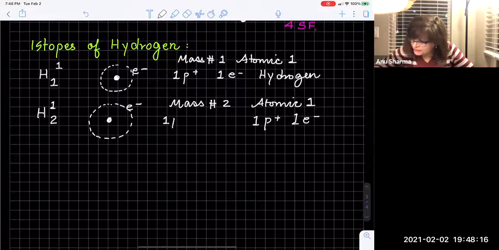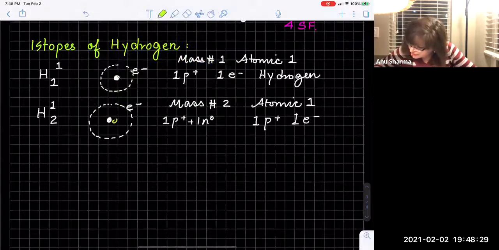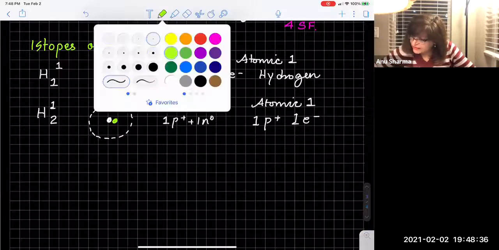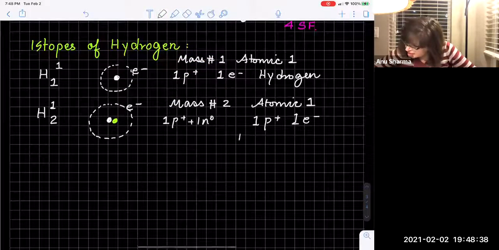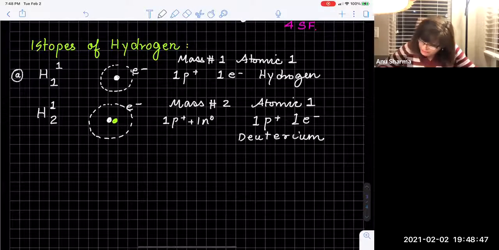So mass number is 1 proton plus 1 neutron. So this is 1 neutron. And here I'm going to show the neutron in a different color. So this is called deuterium, D-E-U-T-E-R-I-U-M. Okay, so this is one isotope.